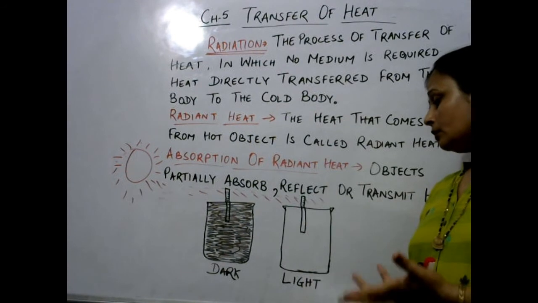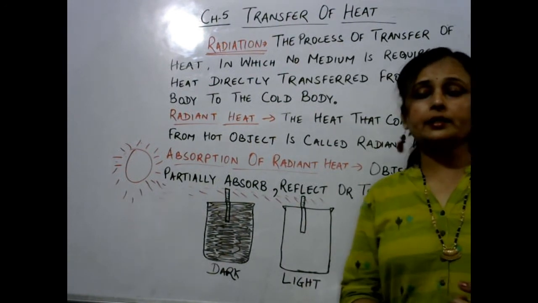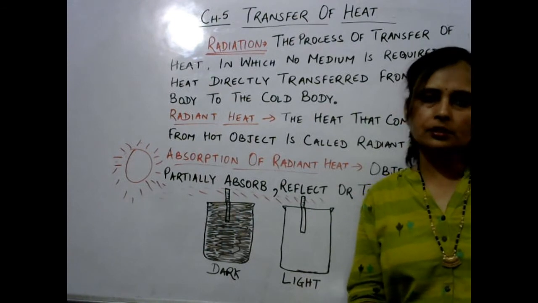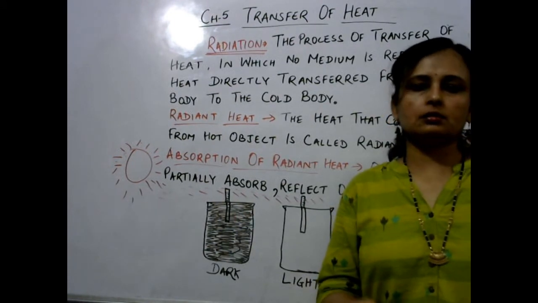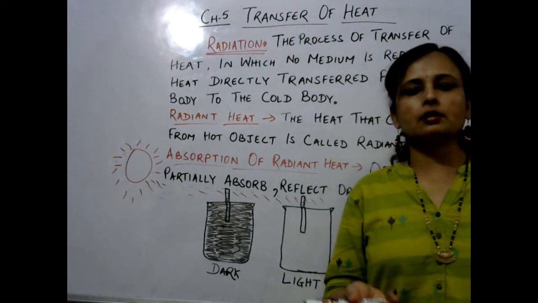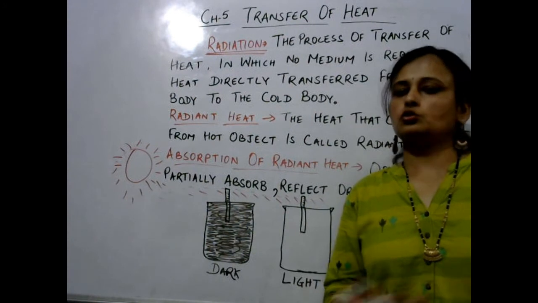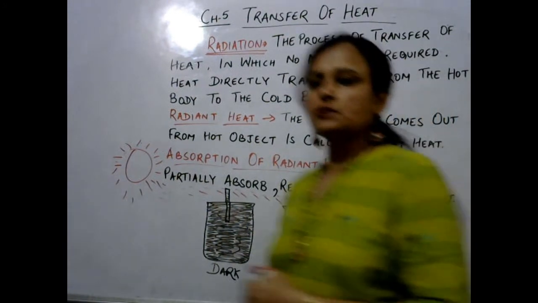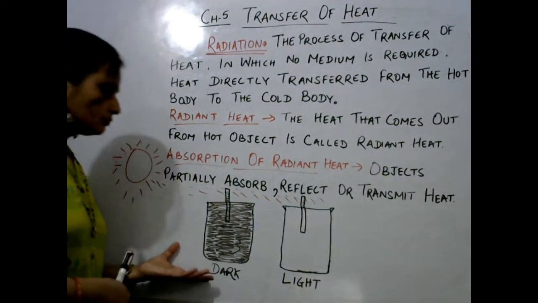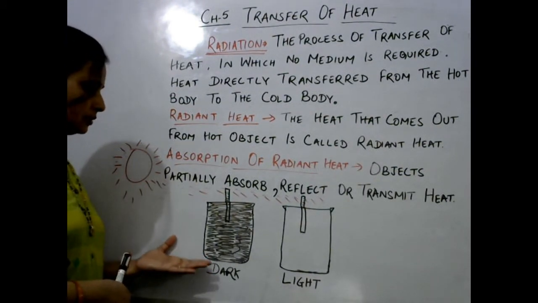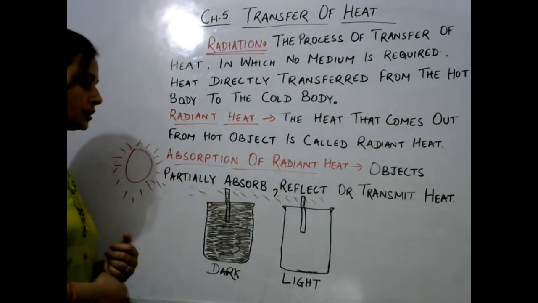So if a dark object is absorbing more heat, then it will show more temperature, obviously. And if a light object doesn't absorb much heat and reflects heat, it will show less temperature. So this is how we can see how dark and light colors show the absorption or reflection of heat.